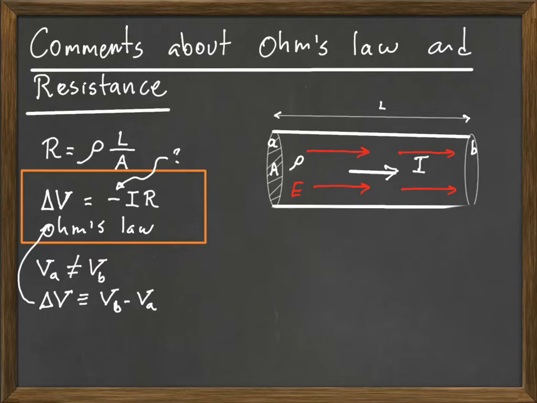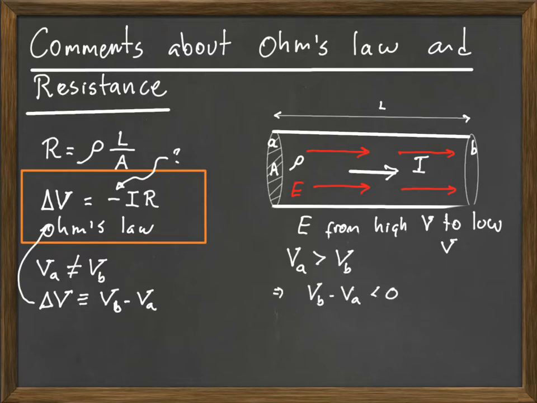A lot of times when we write Ohm's law, we don't write this minus sign, but when we are doing analysis in complicated circuits, it is important to keep in mind that a minus sign is there in that equation for Ohm's law. The minus sign is there for a reason. Let me explain why. We know that for the current to go from left to right, the electric field must also point from left to right. We know that electric fields flow from high voltage to low voltage. So that means that the electric potential at point A must be bigger than the electric potential at point B.